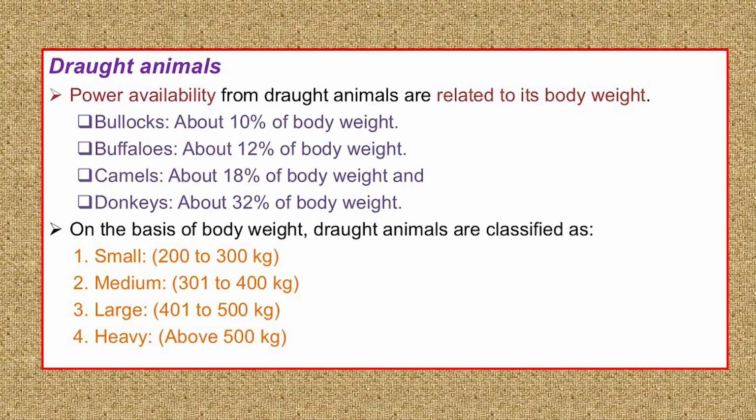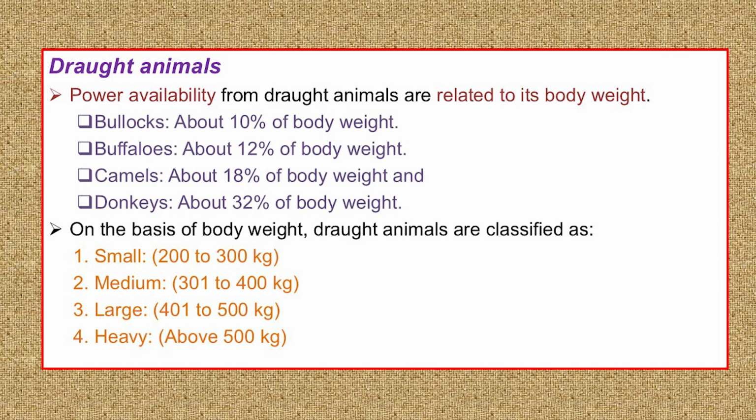The buffalo can exert 12% of their body weight as power. Camels can exert 18% of their body weight as power. Donkeys could produce 32% of their body weight as power. So this is how we can assess the energy output from the draught animals.